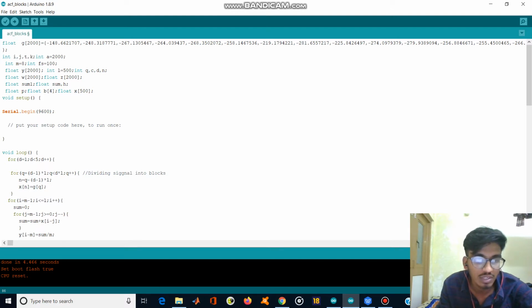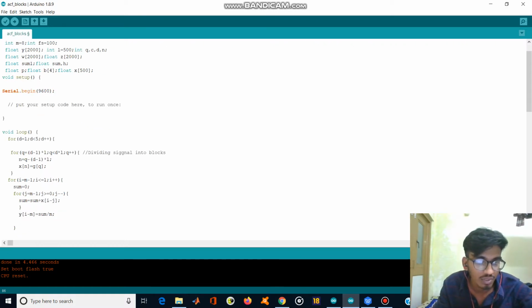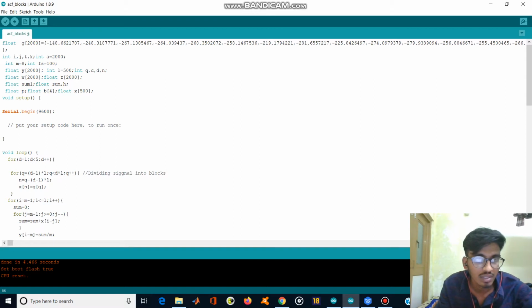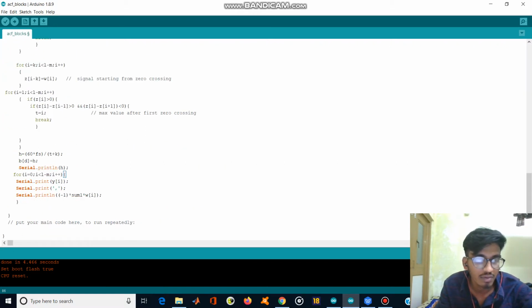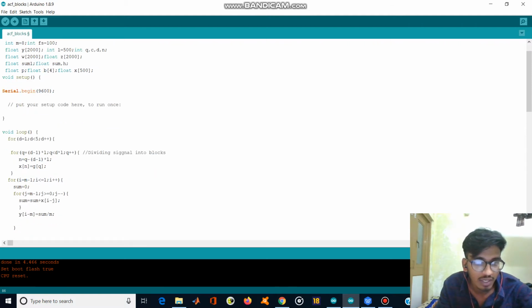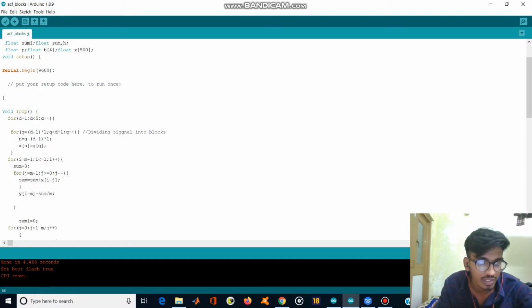First we are dividing the signal into blocks. There are 2000 samples, right? We divide them into 500, 500, 500, 500. So we are dividing the signal into blocks, and this is the call for the moving average filter. This is the input signal, and after dividing it into blocks, we implement the moving average filter for smoothness, right?